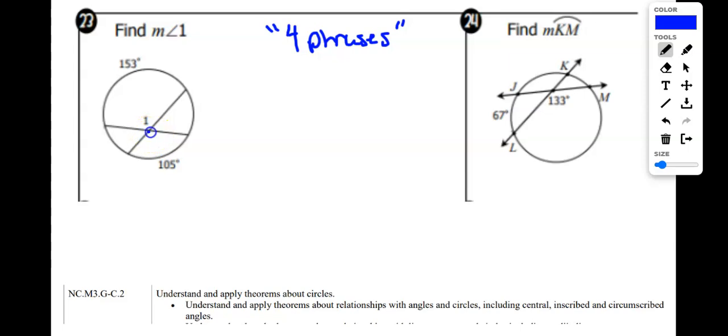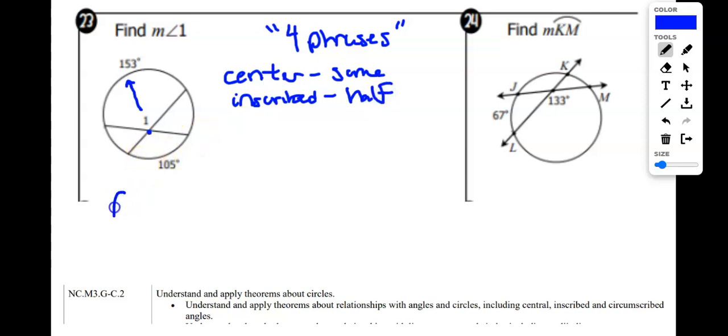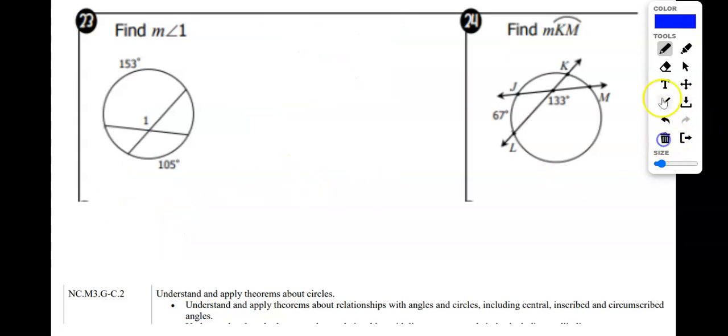Note here, angle 1 is in a random location. If it was in the center, we learned that central angles are the same as their arc, so it would have been 153. But this is not perfectly in the center. If it was an inscribed angle, it would have been half of 153. But it's not inscribed. To be inscribed would be like this, where the vertex is on the arc, and if there was 153, we would just half it to find this. So what happens is when you don't have either, you just simply take the average of the arcs.